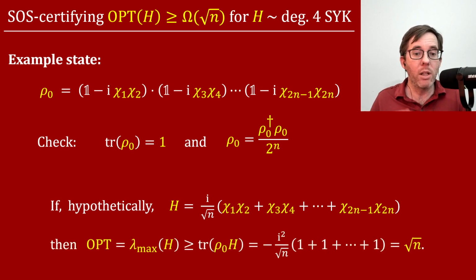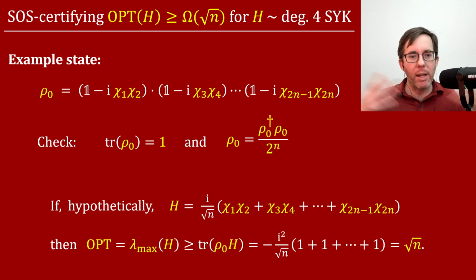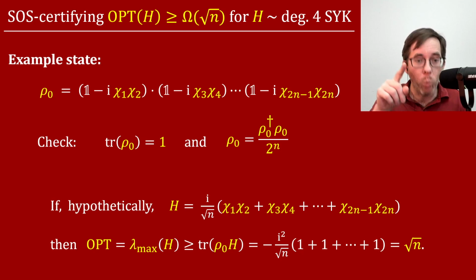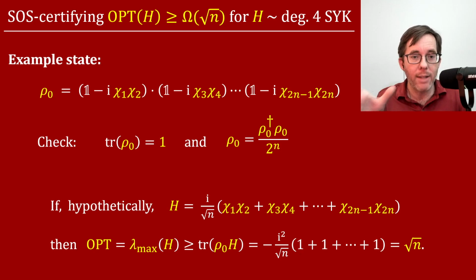To see this, we just need to compute the trace of rho 0 times H. And we do this just by multiplying rho 0 and H together as polynomials in the chi's and expanding everything out, using anti-commutation and squaring to identity and so forth, and determining the constant coefficient at the end. That's the trace. It's not hard to check that this is basically the dot product between the coefficients of H and the expanded out version of rho 0. And so we get 1 over root n from out front, and then we get 1 plus 1, n times. So overall, this gives square root n.